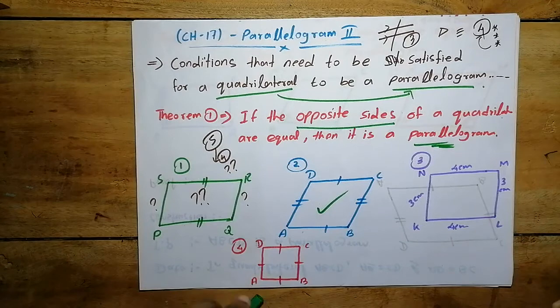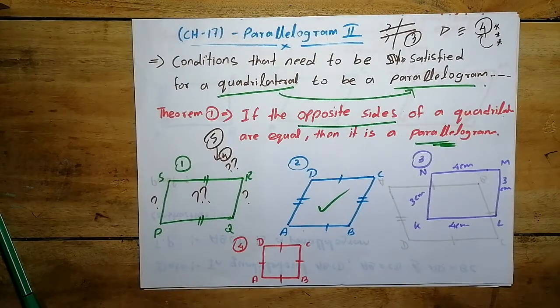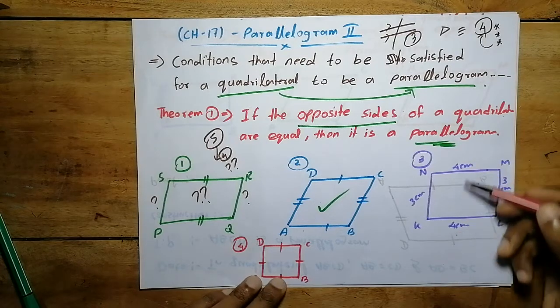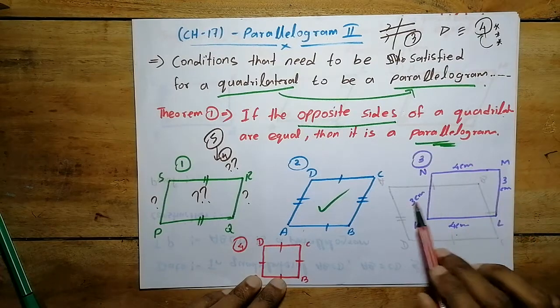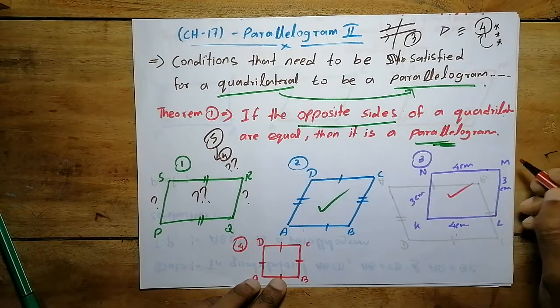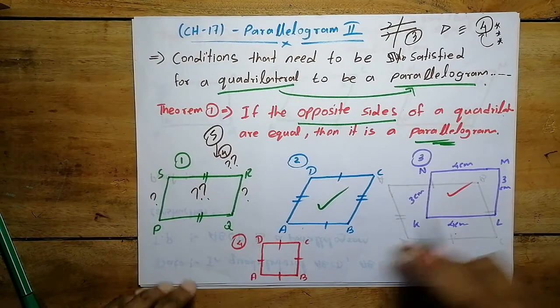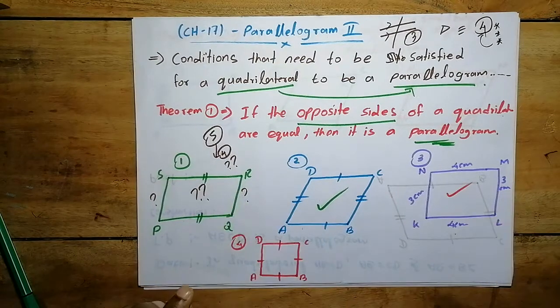Okay, let's take the third figure. The quadrilateral is KLMN. The data is that the opposite sides are equal. Both opposite sides are 4 centimeters and the other sides are 3 centimeters. So it is also a parallelogram. We can prove the other 4 also. So KLMN is a parallelogram.